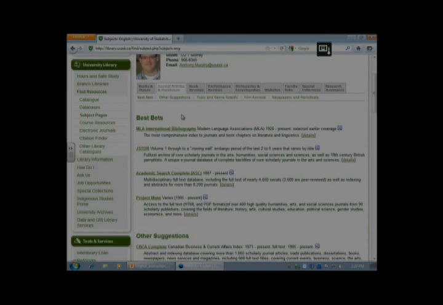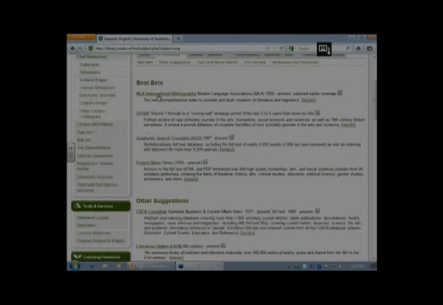But best bets are what they sound like. What's my best opportunity here, my best option? And what we've decided, and I've decided, is that these 4 databases are kind of the best place to hit first. Okay? And they're all going to search fairly similarly, so let's dive into one, and we'll start with the MLA International Bibliography. Let's jump into that and start having a look.